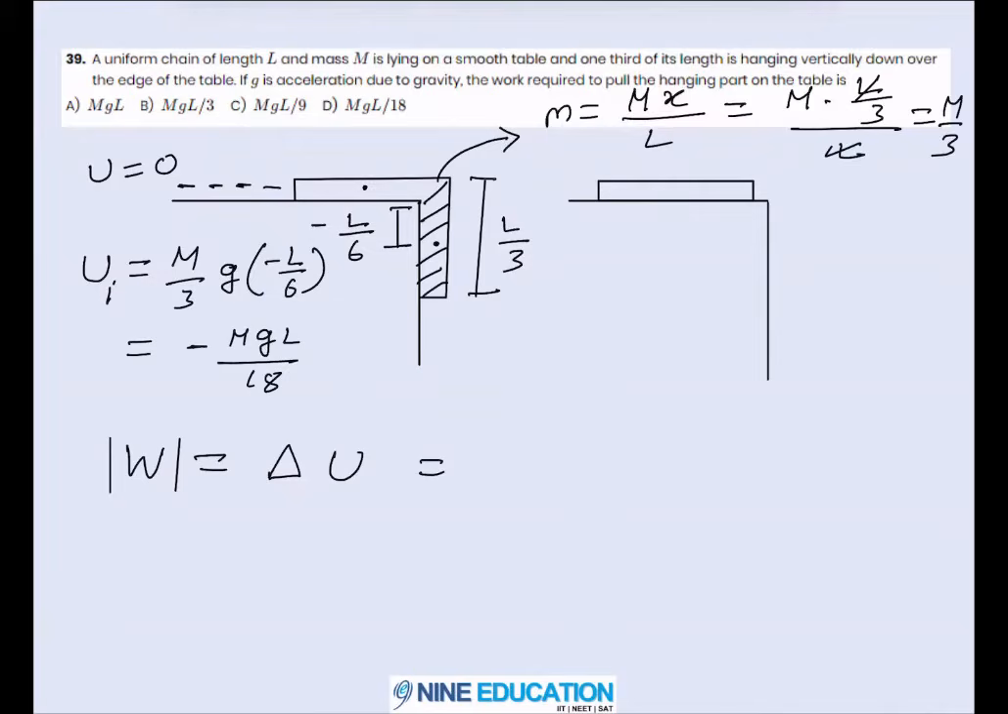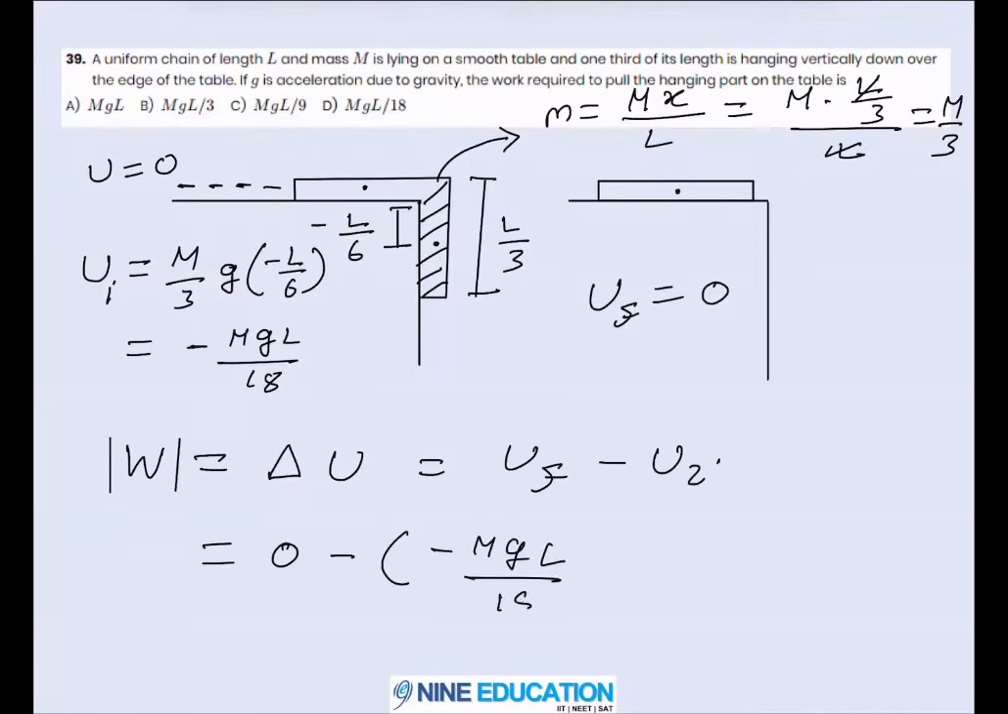Okay. Now, what do you think the final potential energy will be? The final potential energy will come out to be zero because the complete rope is on the ground, or the complete chain is on the ground. Okay. So what is delta U? Delta U will come out to be U final minus U initial, which is 0 minus of minus mgL by 18, and that will come out to be mgL by 18. And that is the work done. So answer is option D.